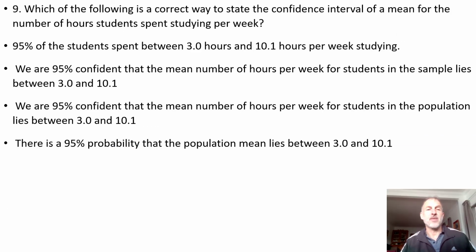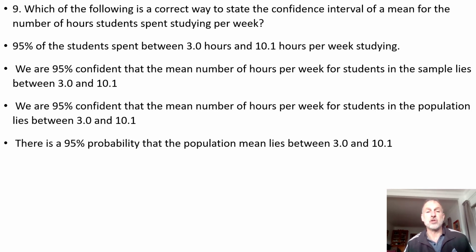Question number 9. You will play teacher again and you will mark students' work. Which of the following is a correct way to state the confidence interval of a mean for the number of hours students spend studying per week? 95% of the students spend between 3 hours and 10.1 hours per week studying. We are 95% confident that the mean number of hours per week for students in the sample lies between 3 and 10.1.